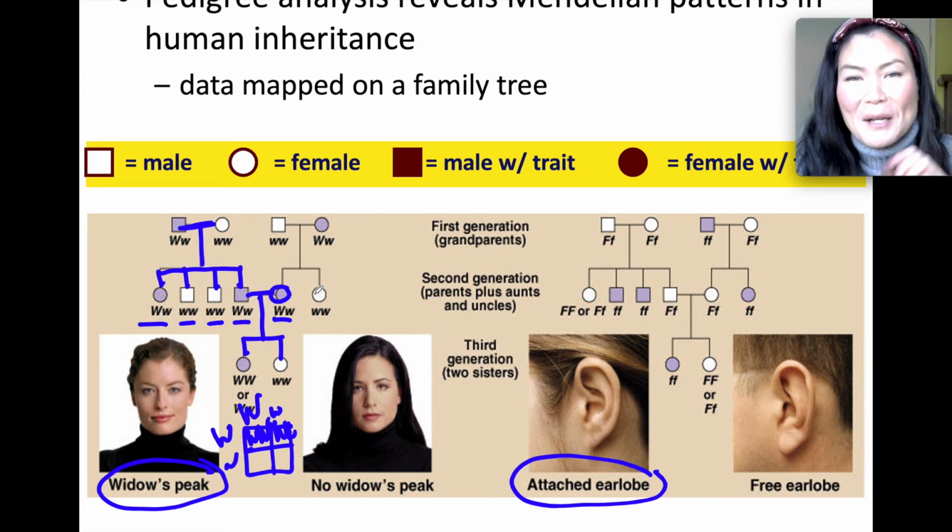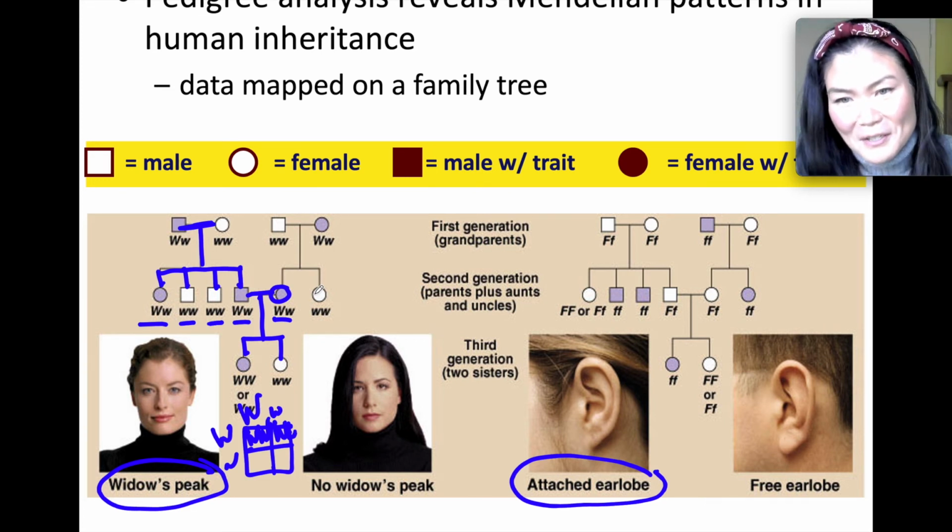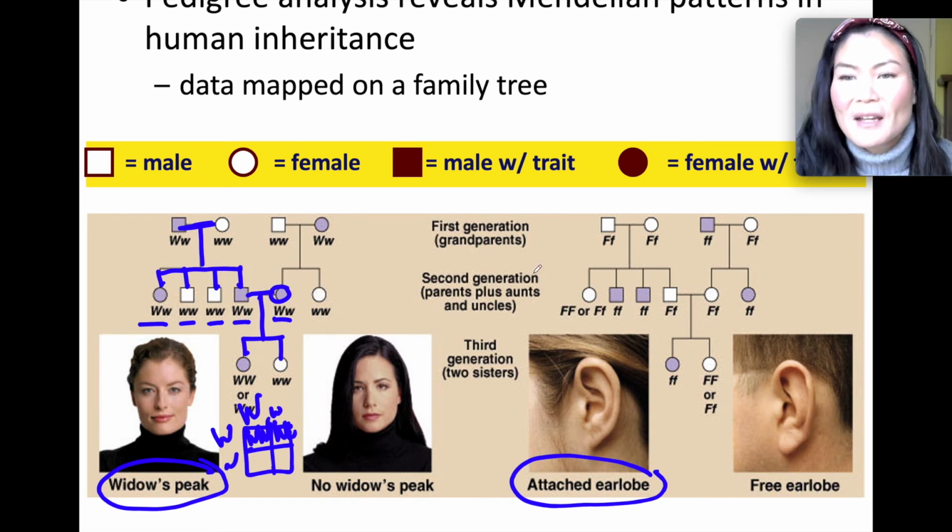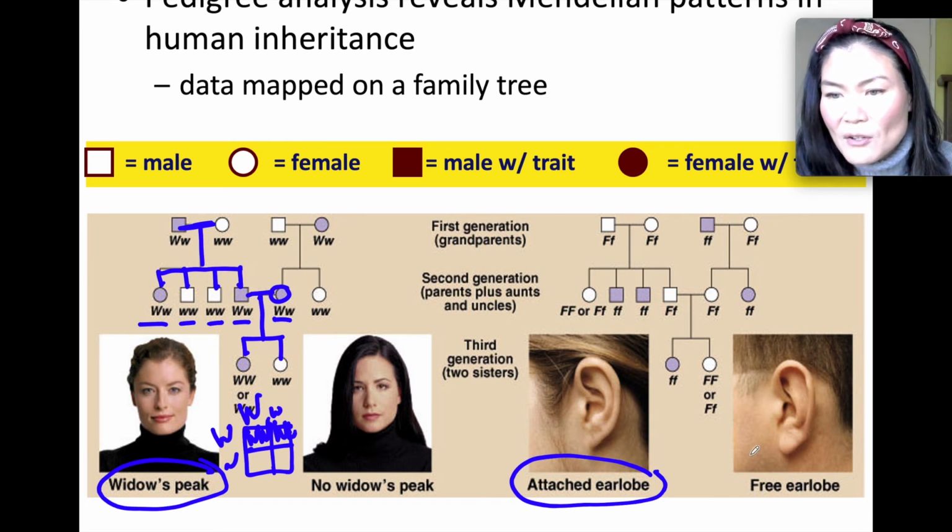So a pedigree shows how a trait is passed down from generation to generation. Multi-generational, okay? And then also free earlobe. Free earlobe is a dominant trait. I was talking to one class about this.